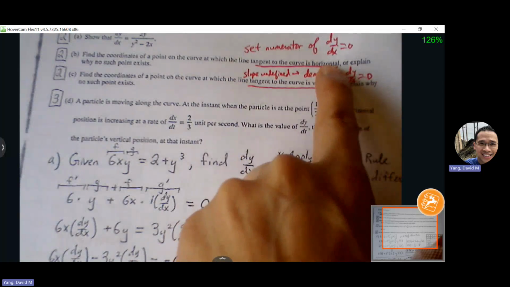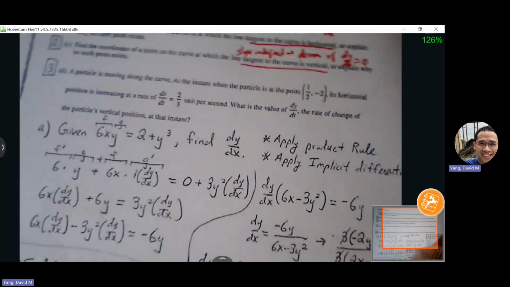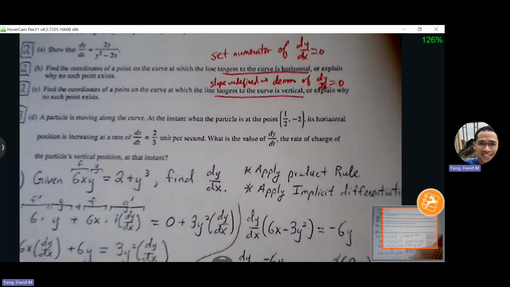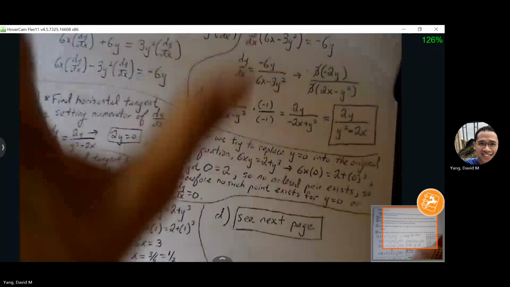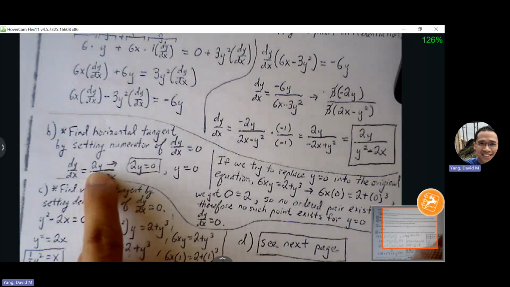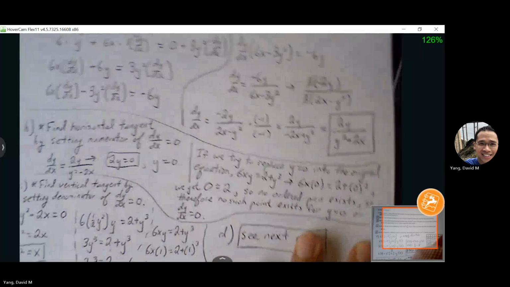First step is part B, tangent is horizontal. So we want to find where slope is 0. Slope is 0 comes from the numerator. So we're going to just focus on the numerator and set that equal to 0. My numerator is 2y. So if I set 2y equal to 0, I get y equals 0.